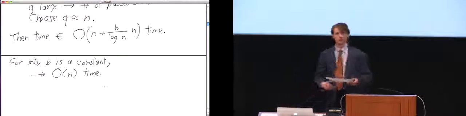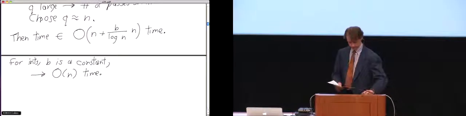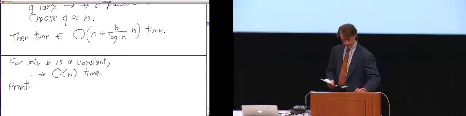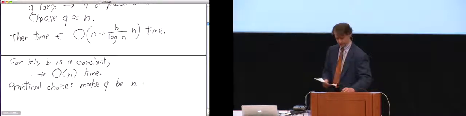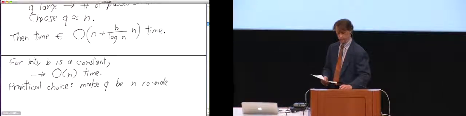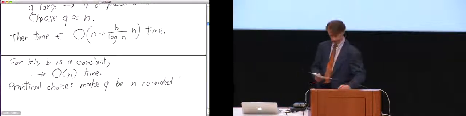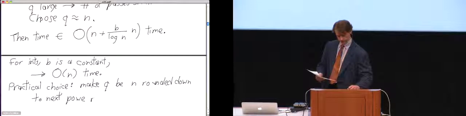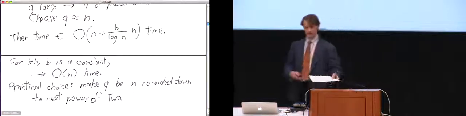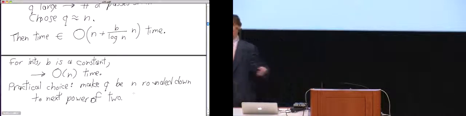Finally, I just mentioned, in practice, I recommend that you always also choose Q to be a power of 2, because computers like that. So I would suggest usually you take n and you round it down. Remember, n is the number of items we're sorting. You round it down to the next smaller power of 2, and you use that as the number of buckets in your bucket sort, and then your radix sort takes linear time.